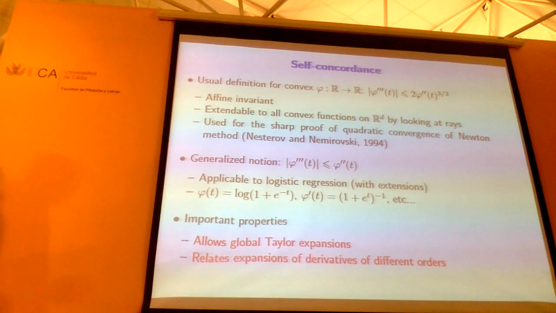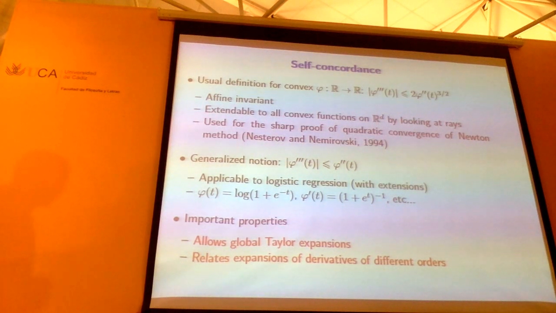Why? Because if I multiply my t by 2, you should think of f third as d phi over dt cube, and f second as d phi over dt square. So if you want the units to match, it has to be 3 halves. This is the reasoning behind this affine invariant property. And this property is satisfied for square functions, logarithms, and a bunch of others.